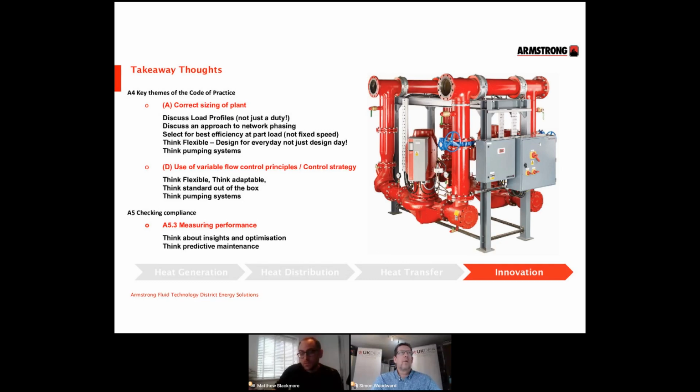And then last but not least, my closing thoughts around the key themes of CP1 that have been discussed today at length. Discuss load profiles, not just a duty. Discuss an approach to network phasing. Select plant, not just pumps, this is all plant, for best efficiency at part load, not just for efficiency at full load. And let's try to talk about design for every day and not just design day.